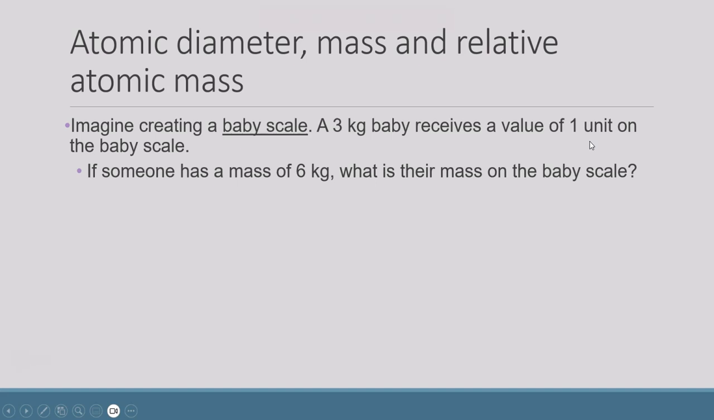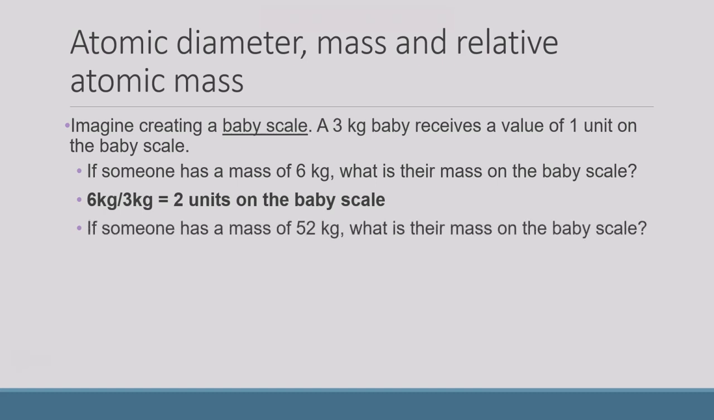And the way that we work it out is we say 6 kilograms divided by 3 kilograms. This is our scale value, and that gives us 2 units on the baby scale. Note that there are no units of measurement because 6 divided by 3 is 2, and we cancelled out the kilograms. A ratio doesn't have a unit of measurement. So if someone has a mass of 52 kilograms, what is their mass on the baby scale?